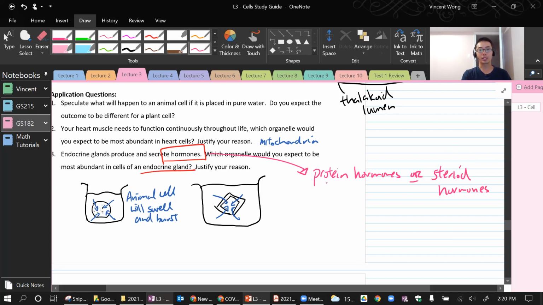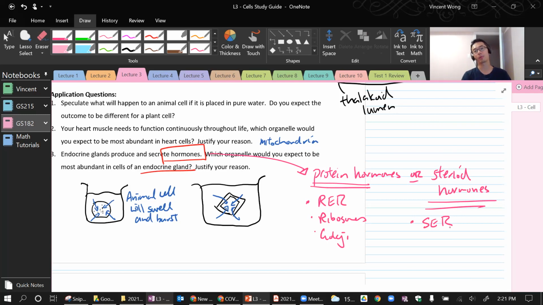So if the endocrine gland makes protein hormones, then you would expect to have rough ER, right? Lots of rough ER, ribosomes, and Golgi. If it makes steroid hormones, on the other hand, you would expect to have smooth ER instead, right? That's where lipids are being produced. Okay, so it's kind of like a trick question. That's why it's an application question. But I hope it makes sense, right?